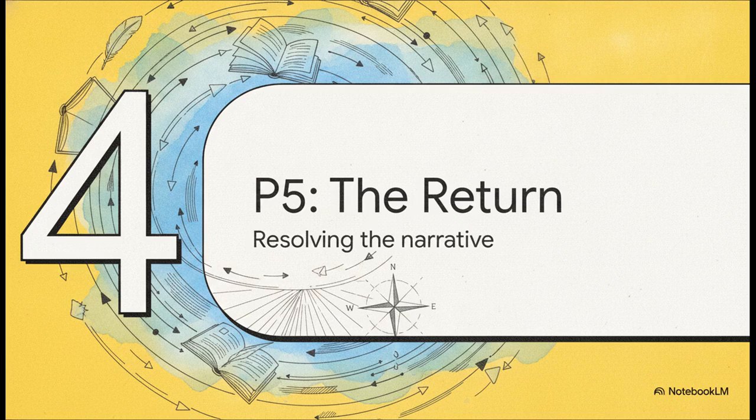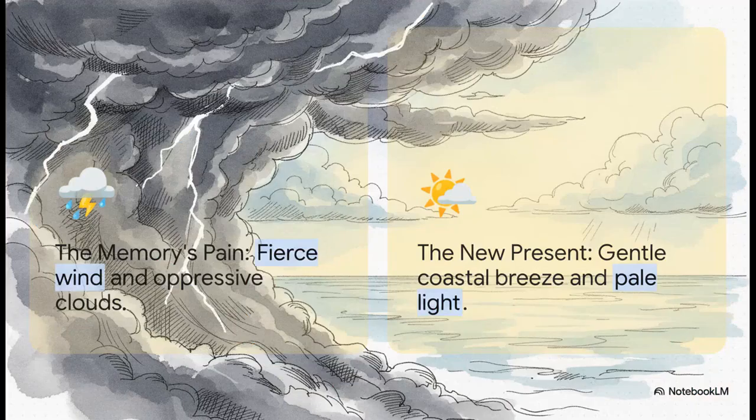All right, let's look at section 4, paragraph 5, the return. It's time to resolve the narrative. So, the real secret sauce to secure extra marks in this final paragraph is using pathetic fallacy to your advantage. Notice the contrast here. You make the weather physically shift to mirror the new mood left behind as that painful memory fades. We transition from the memory's pain, which might be represented by fierce wind and oppressive clouds, into the new present, marked by a gentle coastal breeze and pale light seeping through. It's a highly sophisticated technique, and honestly, examiners absolutely eat it up.